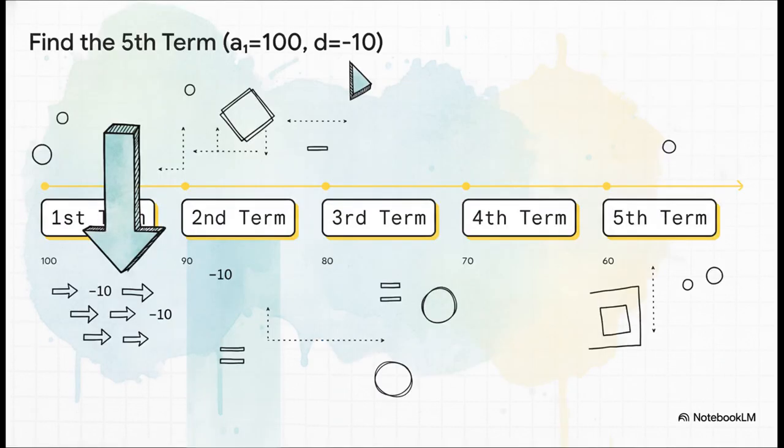Last example. Let's say you're told the first term, a sub 1, is 100, and the common difference, d, is negative 10. How would you find the fifth term? Well, you can just write it out. Term 1 is 100. Subtract 10, you get 90. Subtract 10 again, 80. Then 70. And there it is. The fifth term is 60.